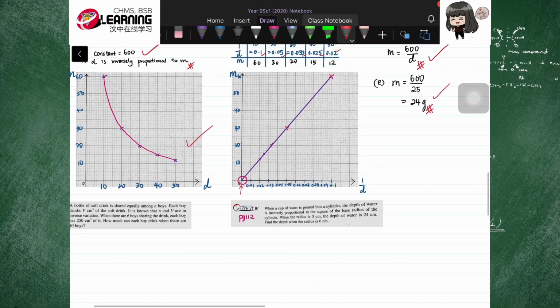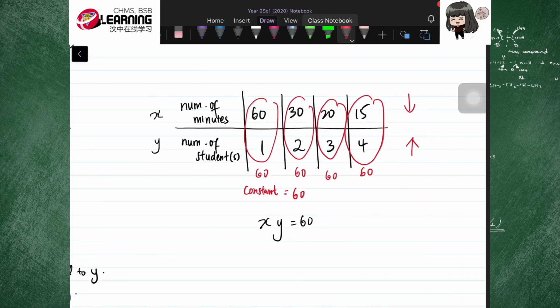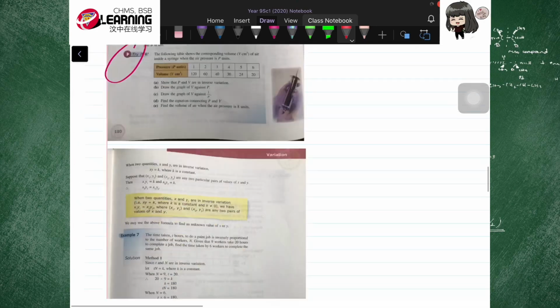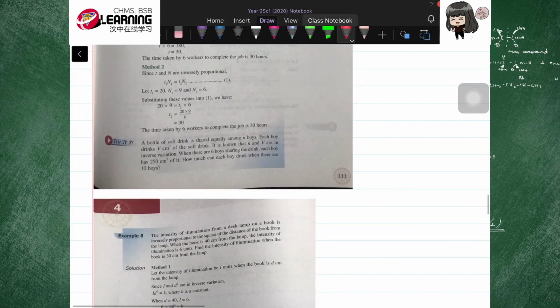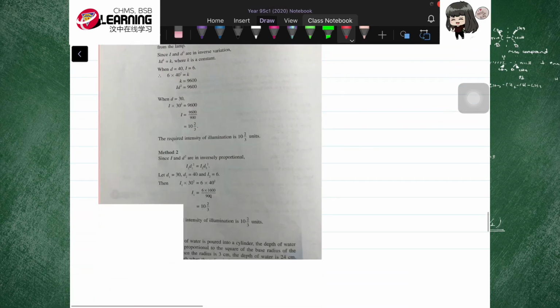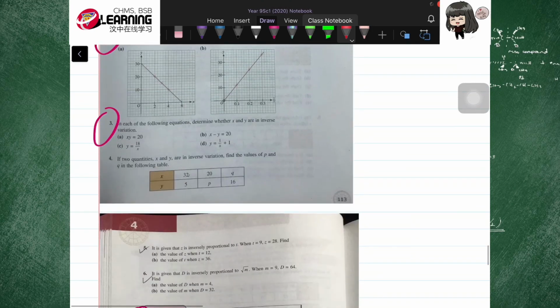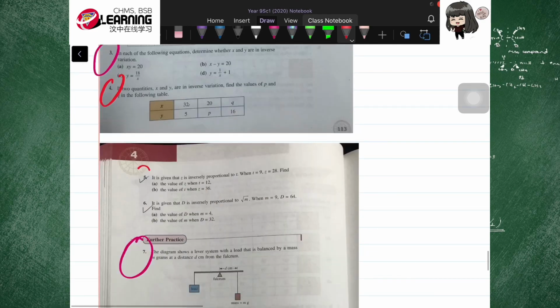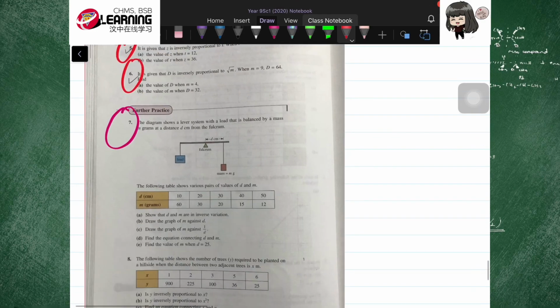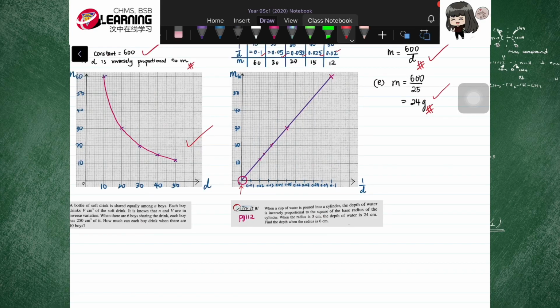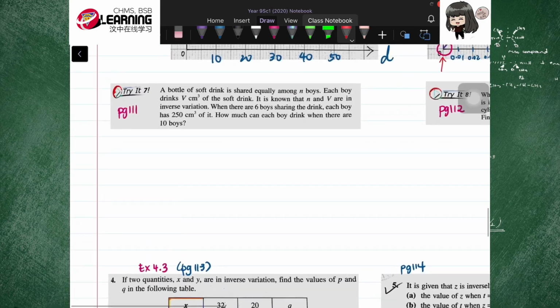So today we are going to do try it 7, page 111, and try it 8 on page 112, and we'll proceed to questions 4, 5, 6, and 8. Okay, so let's look at try it 7.